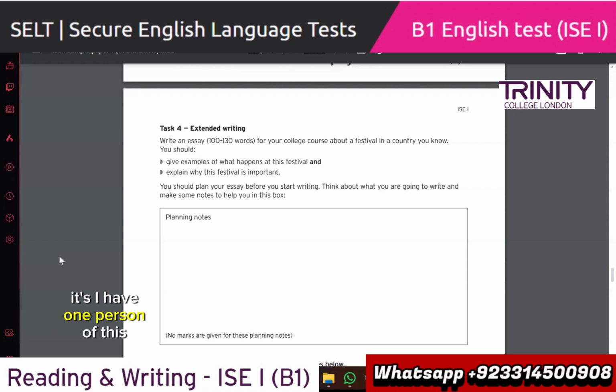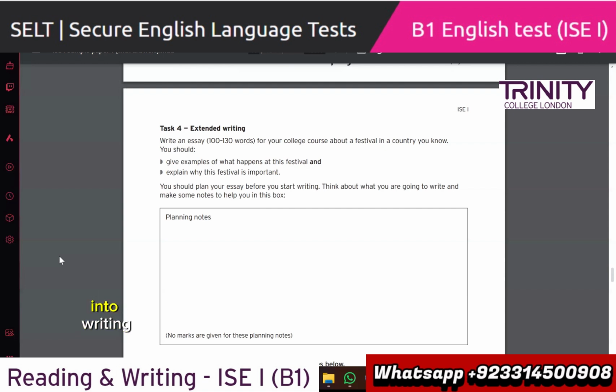I have one question about this festival. Can you explain that? It's creative writing. Because of course this is independent writing, you have to write by yourself.